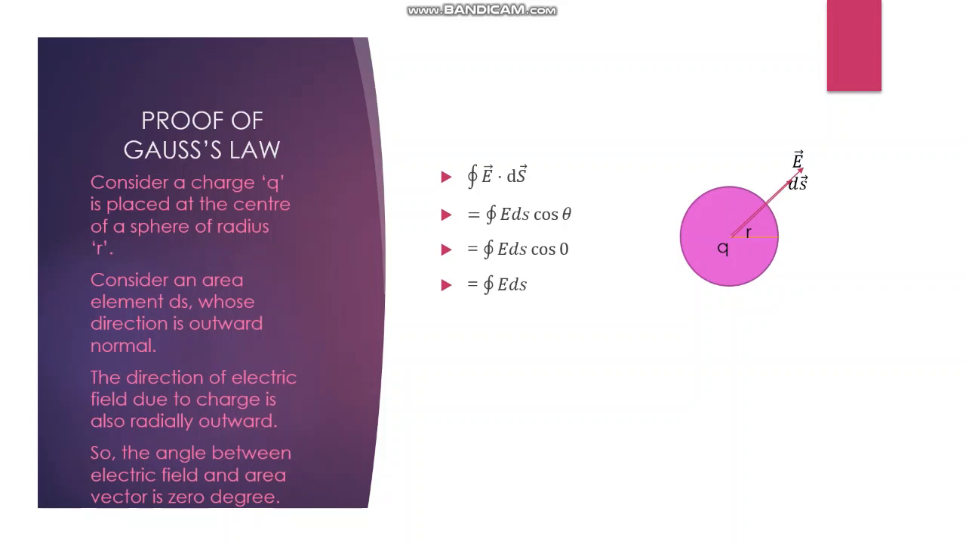E is constant at every point on the surface of a sphere. So it becomes E integral ds. The value of the electric field r distance from a charge is given by q by 4 pi epsilon naught r square, and integral ds is equal to the surface area of the sphere, which is 4 pi r square, and we get q by epsilon naught. Hence proved.